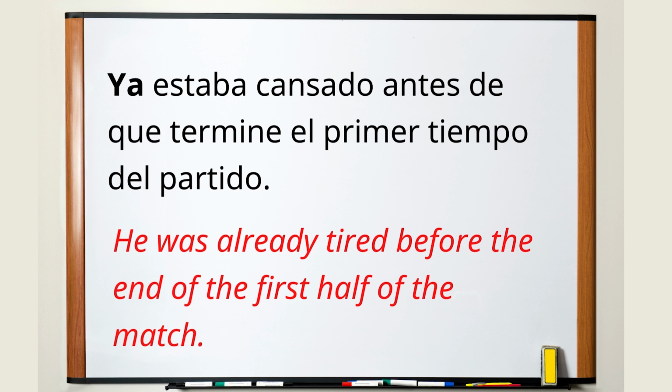Okay, so the next time markers that we cover are of the past perfect, which are used to talk about past actions that happened before other past actions. So that is to say, something that happened before something else, which also happened in the past. Ya estaba cansado antes de que termine el primer tiempo del partido. He was already tired before the end of the first half of the match.